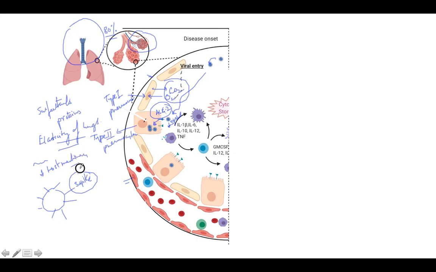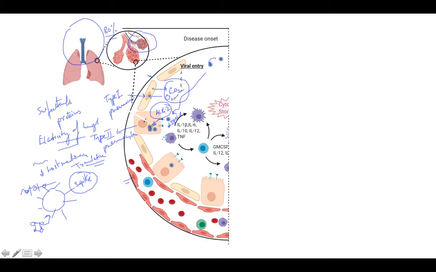for translation, which means making proteins. So it makes multiple proteins. There are polyproteins which are coded by this RNA. Later on, it also codes for a protease which cuts these down and makes proteins, and then they unite to form a coronavirus. So this is the site where replication is taking place.